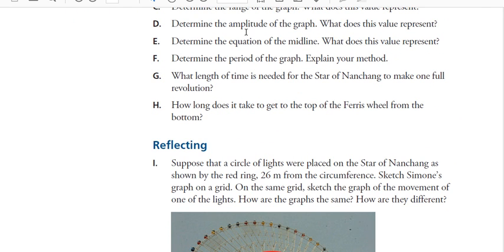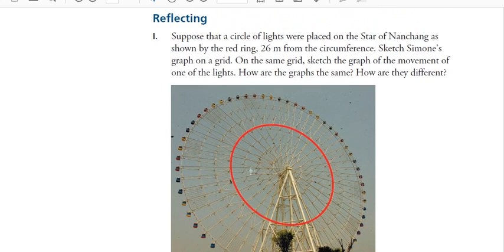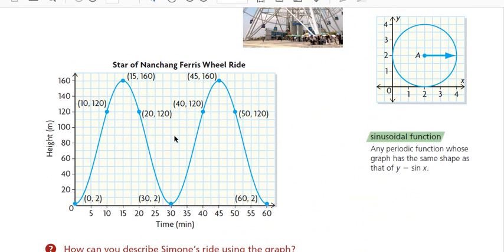Now, back to you again. The equation of the midline, what does this value represent? And the equation of the midline would be y equals this height that is the very center of the Ferris wheel. Okay. So what is the equation of the midline? We know what the amplitude is. What's the equation of the midline? Y equals what? Is it y equals 79? Amplitude?